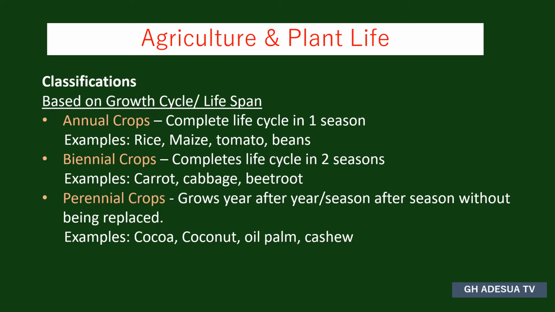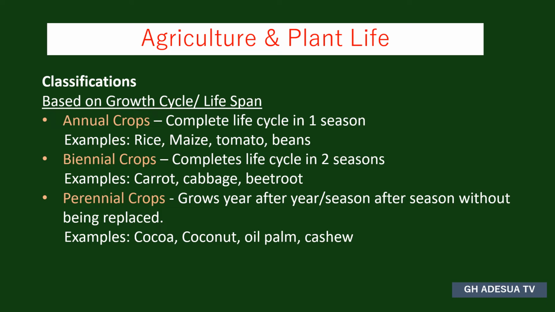Now the annual crops. The annual crops complete their life cycle in one season. So within the rainy season, from the beginning of the season to the end, within 3, 4, 5, 6 months, it is done and it is ready to be consumed. Meanwhile, once they produce, they don't survive that period again. They become extinct, they die off. So every year you need to replant them for them to produce for you that intended outcome.